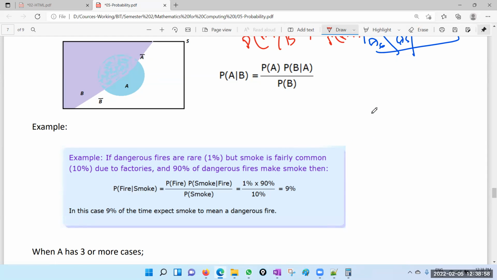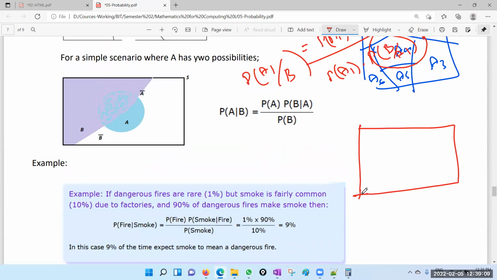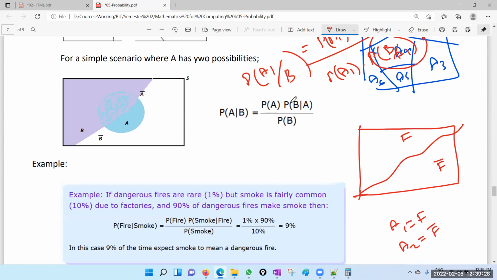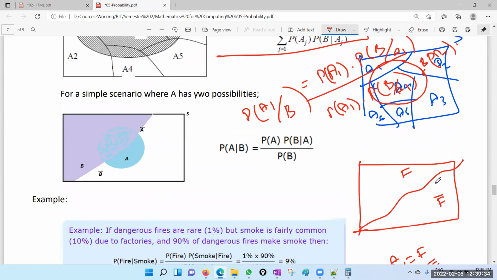So there are two possibilities here. What are those two possibilities? Either there is fire, or there is no fire. That is my A1 and A2. Say A1 is fire, A2 is not fire. So we generalize it to A1, A2, A3, but in this case there are only two, and it covers the sample space because it is either fire or not fire.